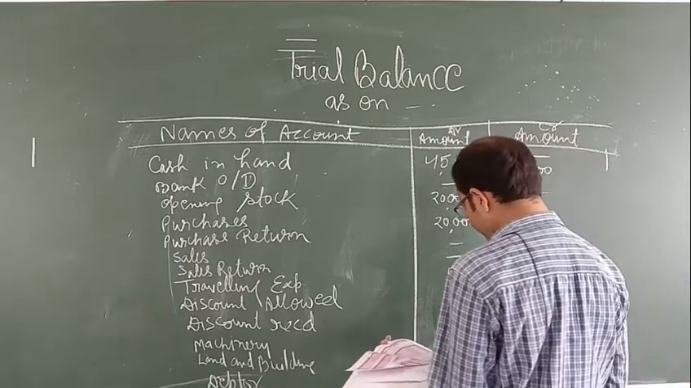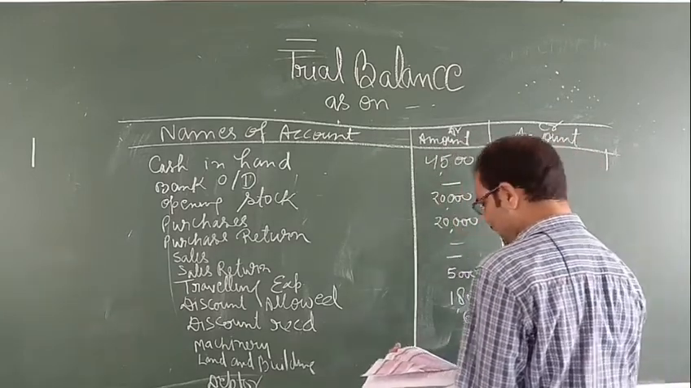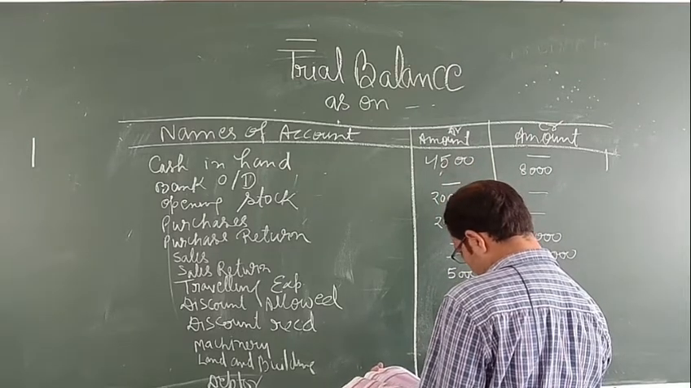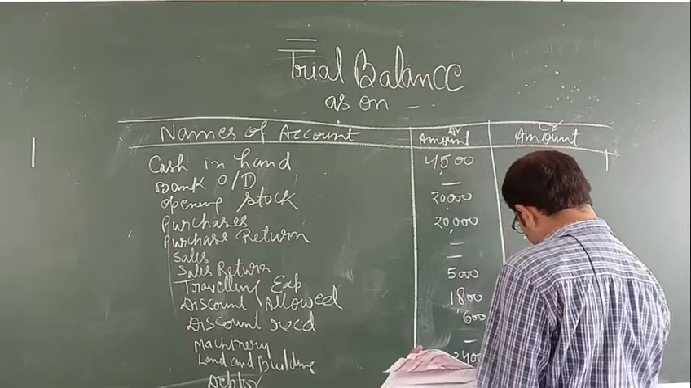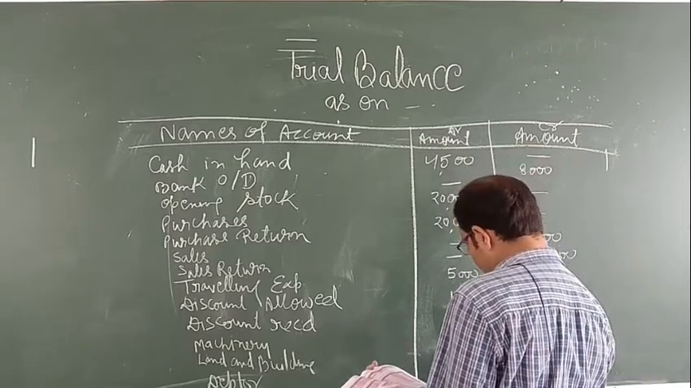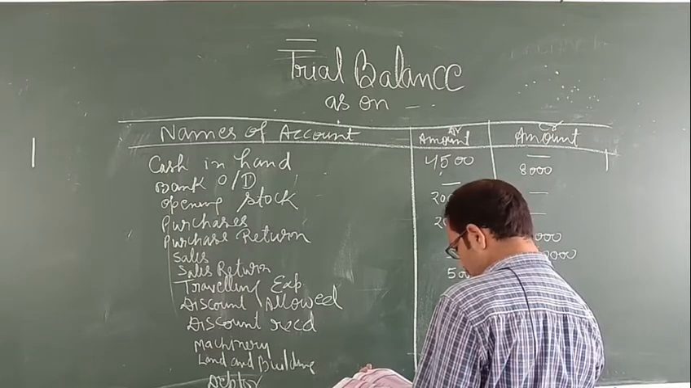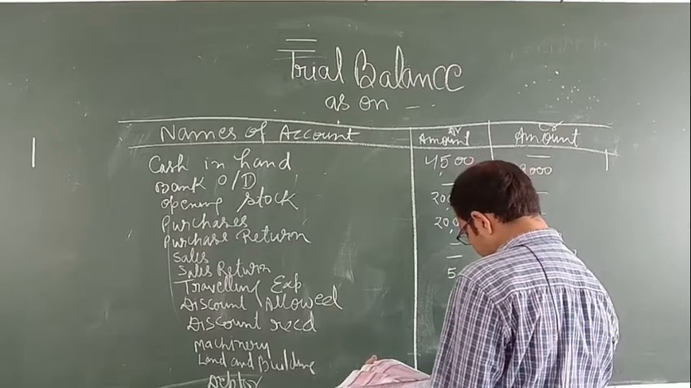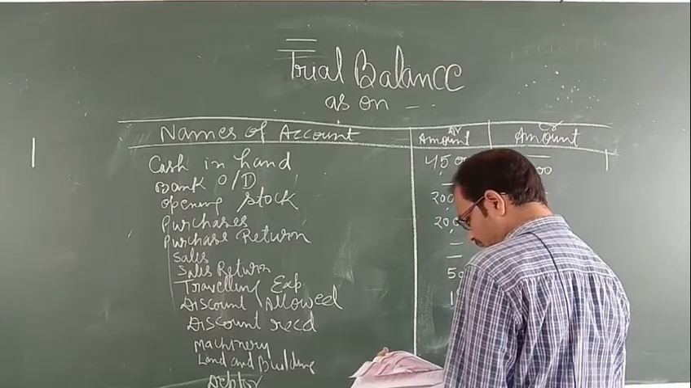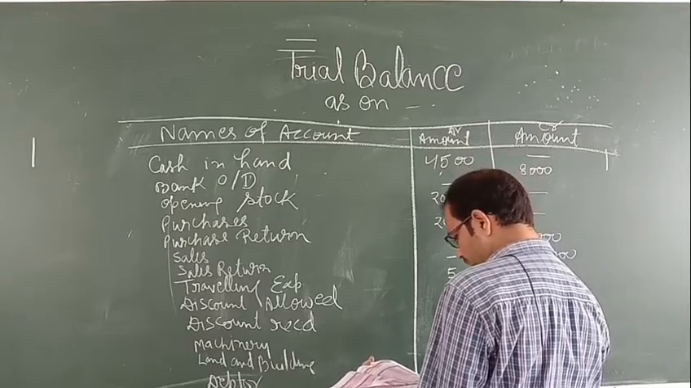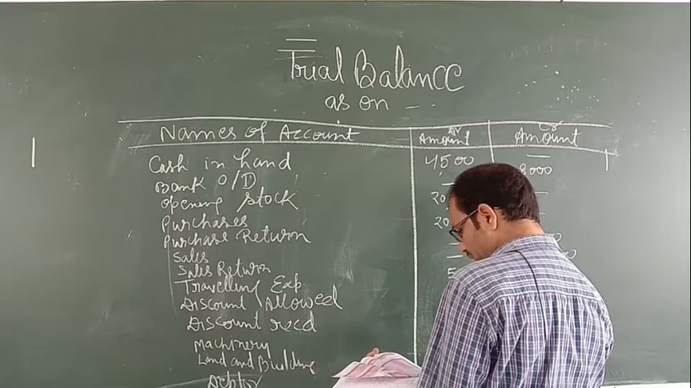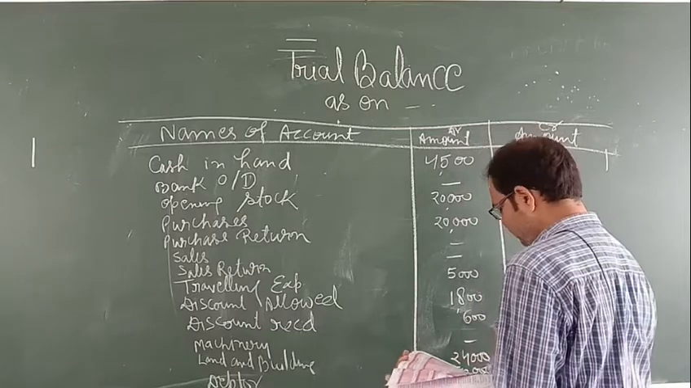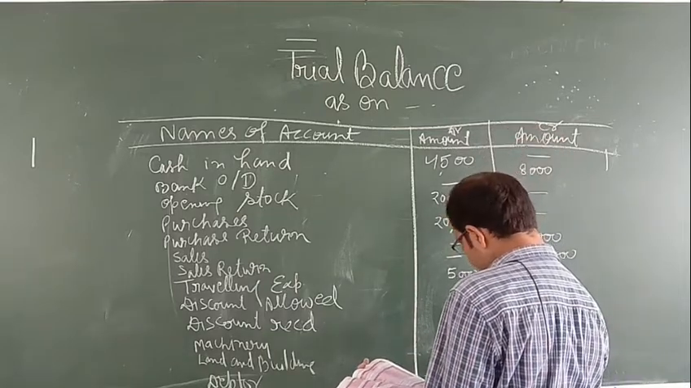1500. Machinery is an asset, it will come in the debit side. 24,000. And land and building is also an asset, it will also come in the debit side. Rupees 50,000. And debtors, we will receive the amount from debtors, so it is an asset. Debtors is a current asset, so it will come in the debit side.